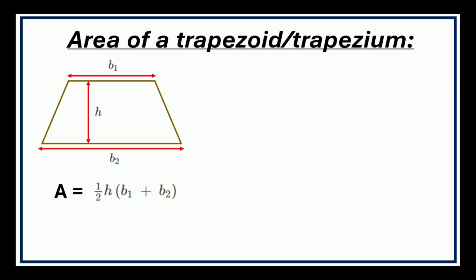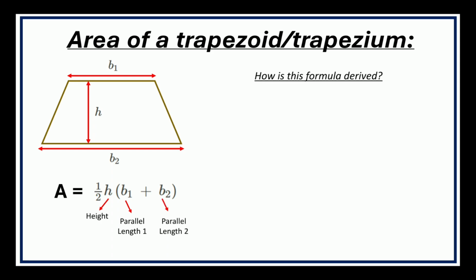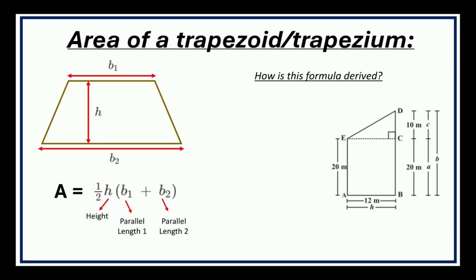To simplify this, it's half the height into b1 plus b2, or length 1 plus length 2. H is the height, b1 parallel length 1 and b2 parallel length 2. Now we can easily understand the formula and memorize it as 1 by 2 h (b1 plus b2). However, instead of doing that, let's find out how the formula is derived so that we have a more in-depth understanding of the topic. Let's take this figure for example.